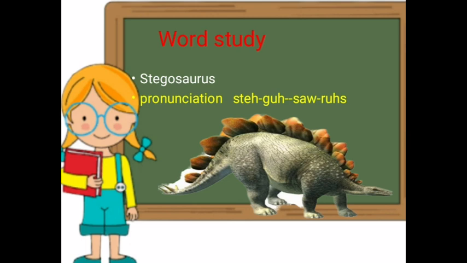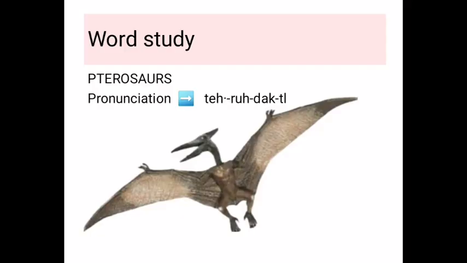Now let's see the correct pronunciation of these names. Here you can see the picture of a dinosaur. Let's see how it's pronounced. It's Stegosaurus. The picture is also given there. The name of the next dinosaur which we read in today's lesson is pterodactyl. The correct pronunciation is pterodactyl. A picture is also there. This type of dinosaur is called pterodactyl.